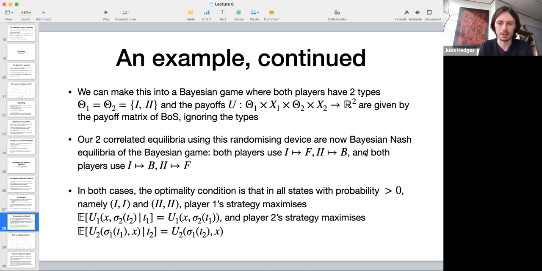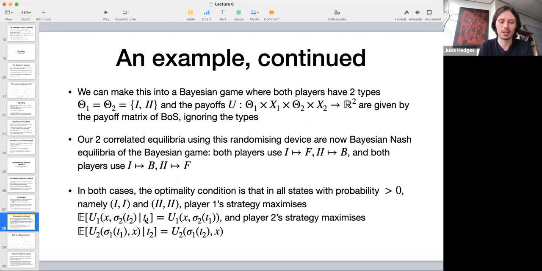So now we have a Bayesian game, and our two correlated equilibria are going to become Bayesian-Nash equilibria. Namely, this is one Bayesian-Nash equilibrium, and this is another Bayesian-Nash equilibrium. In both cases, the optimality condition says that in all of the states that could happen with positive probability, namely this one and this one, player one's strategy is going to maximize their expected utility given their type, and player two's strategy is going to maximize their expected utility given their type.